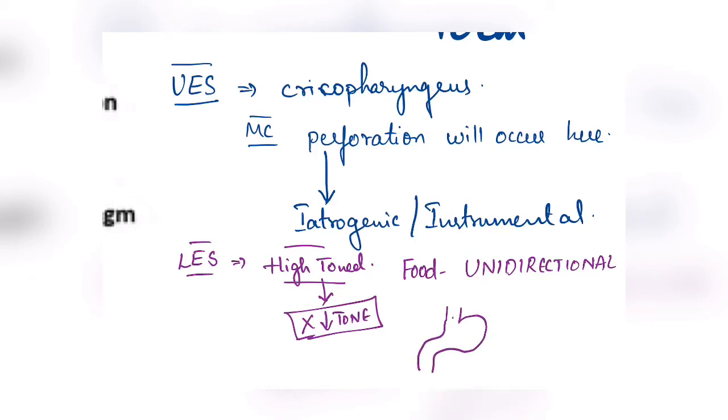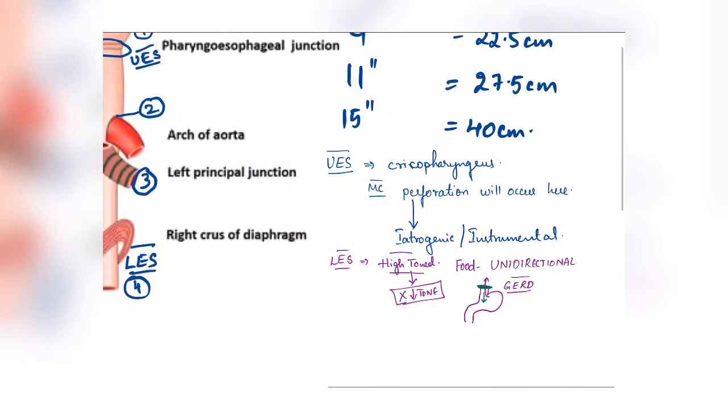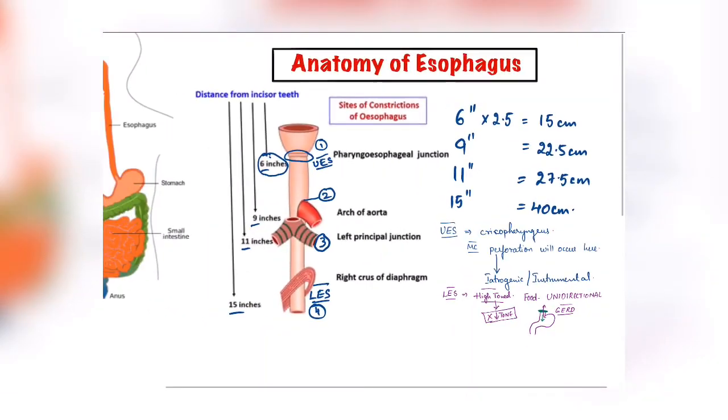Usually the food passes in one direction, but when the lower esophageal sphincter is loose, the food may also pass upward. When the food moves in a bidirectional manner, in 2 directions, it may lead to gastroesophageal reflux disease. The contents present in the stomach may regurgitate into the esophagus. So these are the most important points regarding the anatomy of the esophagus. Mostly we are confined to the pathological concepts, and that's why you have to remember these points.